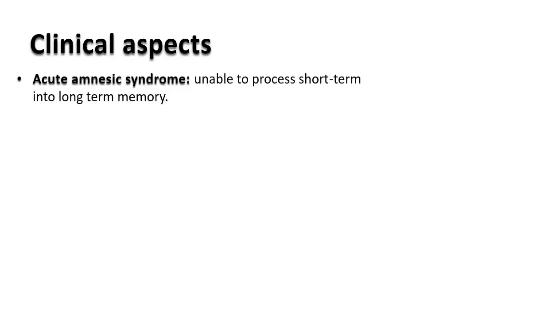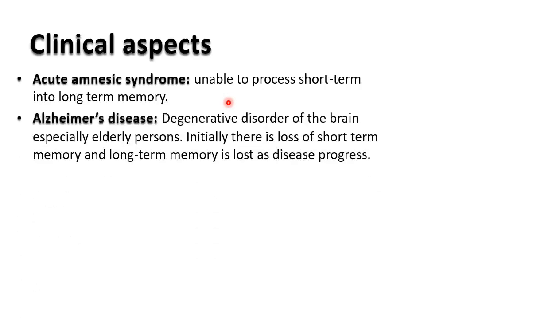So acute amnesic syndrome: unable to process short-term into long-term memory. So this is actually amnesia, we call it, mainly due to lesions in the hippocampal formation, limbic system. So general basic things they will have in the memory, but the new things or recent memory are mostly lost. Alzheimer's, a degenerative disorder, especially in elderly persons, there is loss of short-term memory, but as the disease progresses, what happens? Long-term memory is also lost.